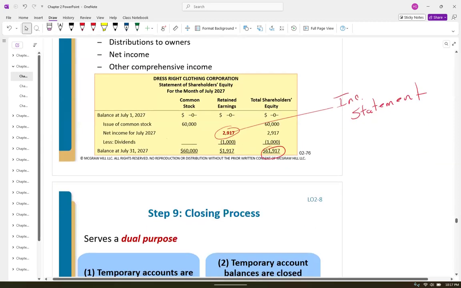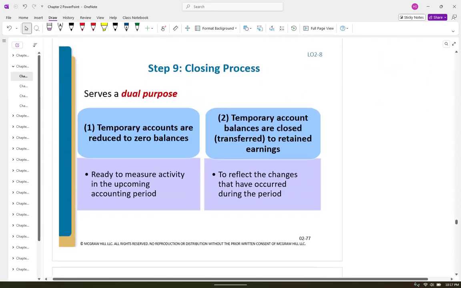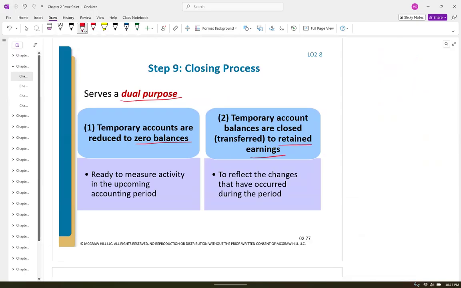Okay. So then, after the financial statements are done, we're going to go through the closing process. It sort of serves a dual purpose. It zeroes out all the temporary accounts, and then the temporary account balances are closed to retained earnings. So it just gets us ready to start over for the next period.